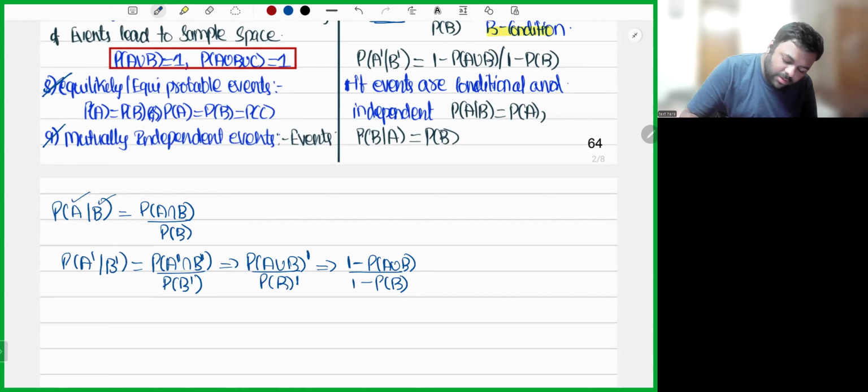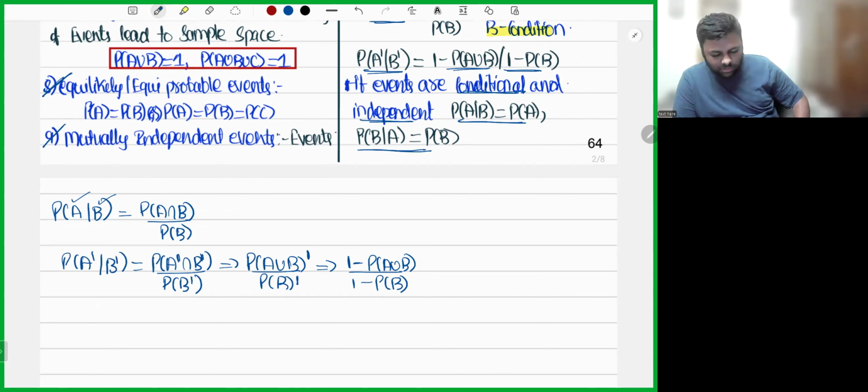P of A complement by B complement is 1 minus P of A union B by 1 minus P of B. Next, if the events are conditional and independent, then P of A by B is equal to P of A, and P of B by A is equal to P of B.